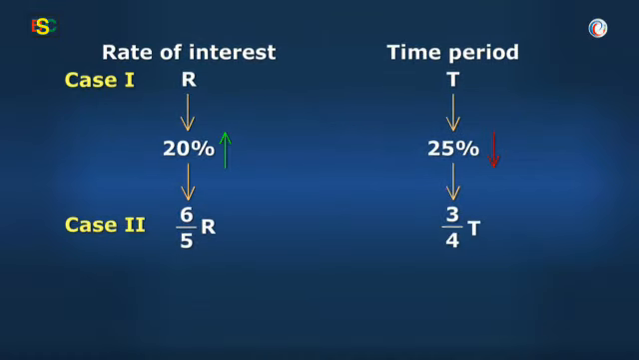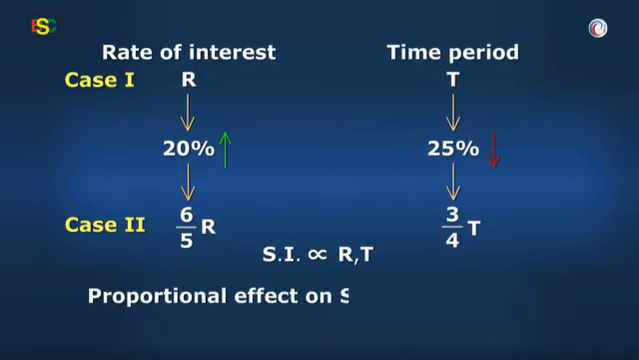And you know, Vidya, simple interest is directly proportional to rate of interest as well as time period. So the proportional effect on simple interest will be 6 by 5 into 3 by 4, that is 9 by 10 or 90% of the previous.